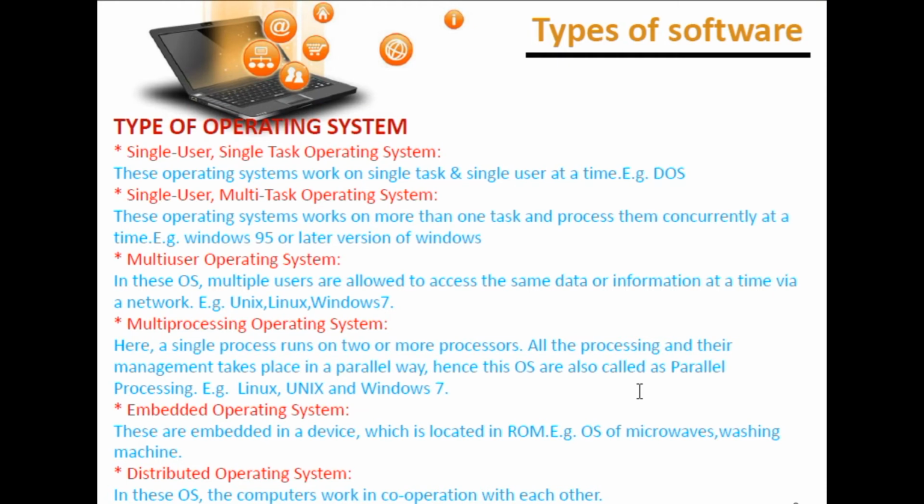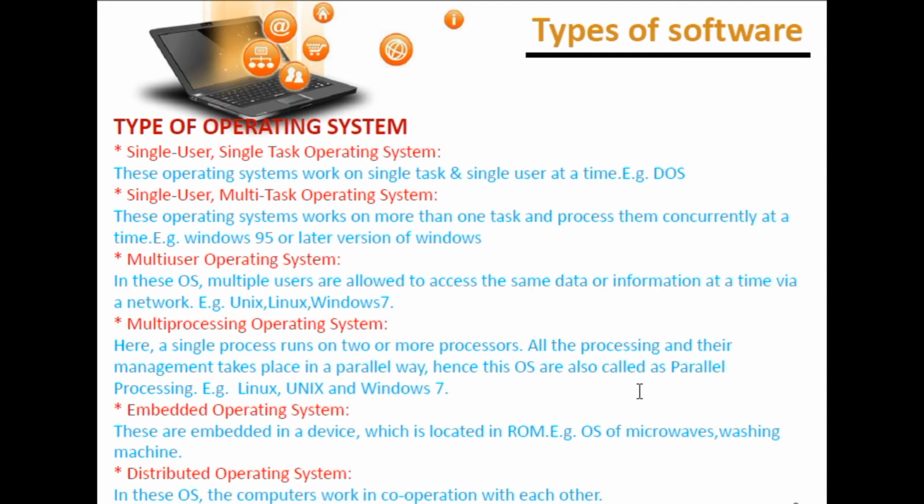Now, types of operating system. Here are the following types of operating system, students. The first one is the single user, single task operating system. These operating systems work on a single task and single user at a time. It means that at one time only one user can interact with the computer, I mean work with the computer, and only one task. If a person wants to open DOS, then DOS only. The example is the operating system DOS, that is Disk Operating System.